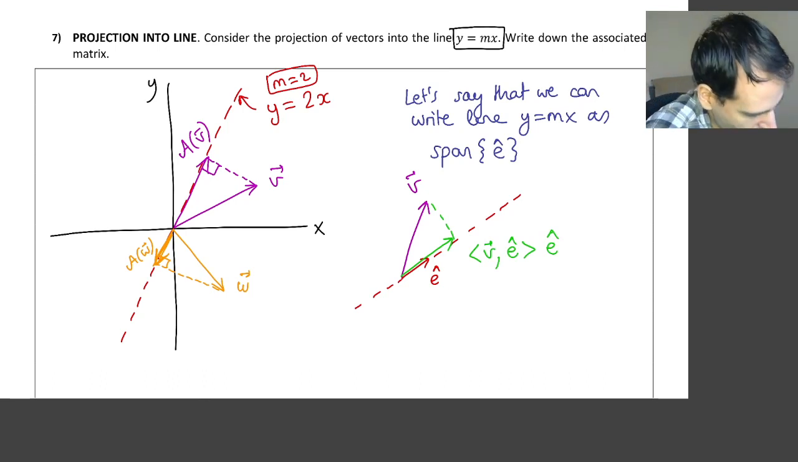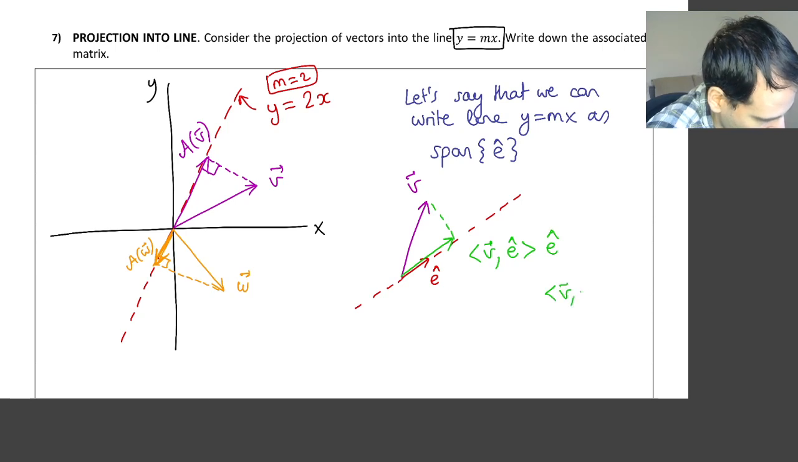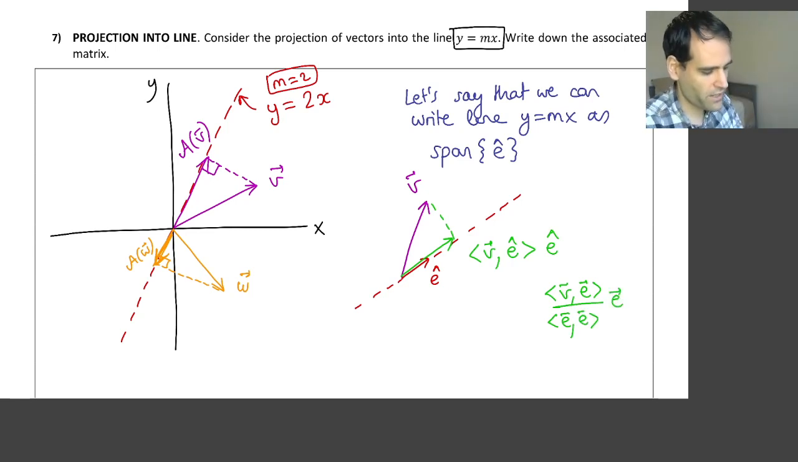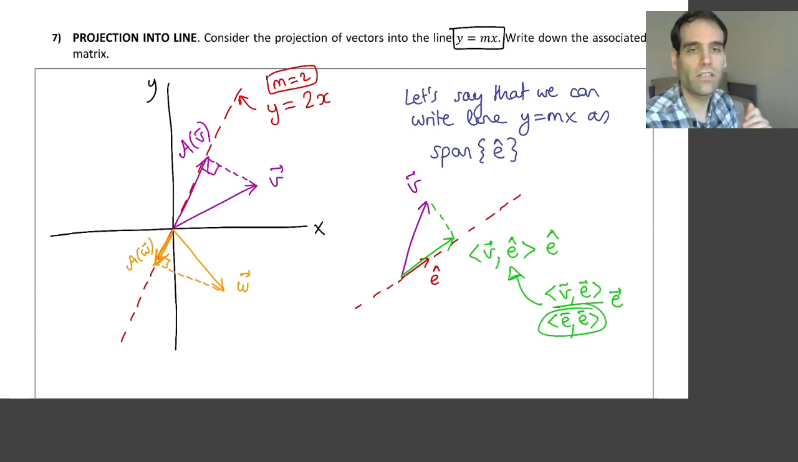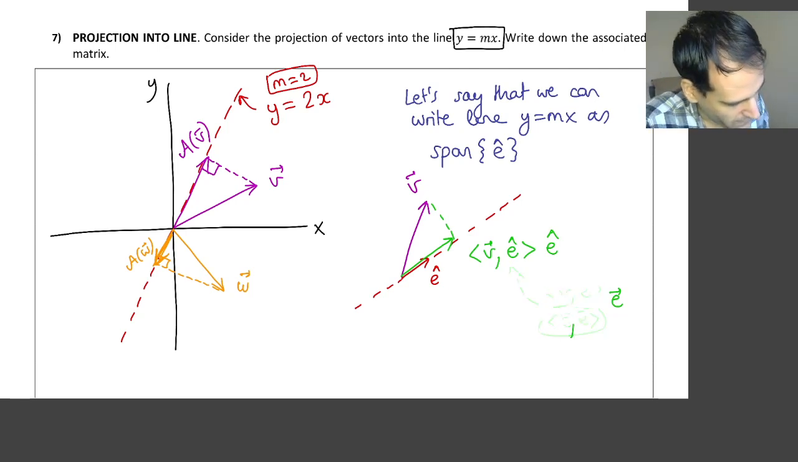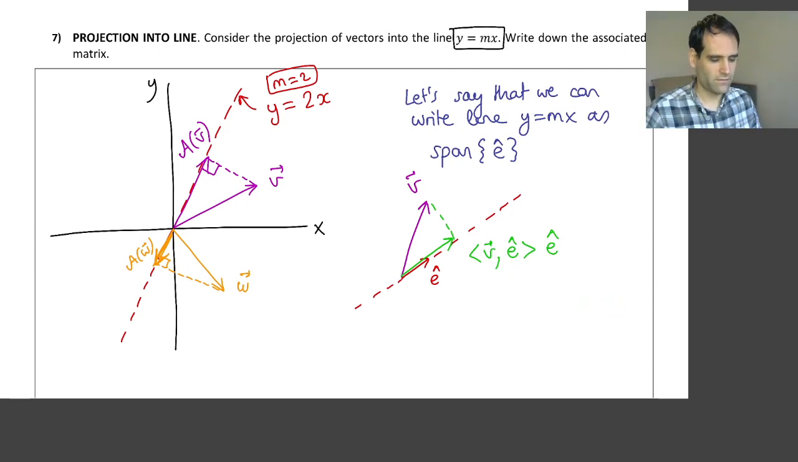By the way, you also had an alternative recipe, which was v inner product with vector e divided by the inner product of vector e with itself, times vector e. This works when e is not a unit vector. But if e is a unit vector, so the length of e is 1, then this becomes easier, and that's clear because the bottom is equal to 1. So if we could find this vector e hat, which is the unit vector in the direction of the line given by y equals mx, then we could project any vector that we want.